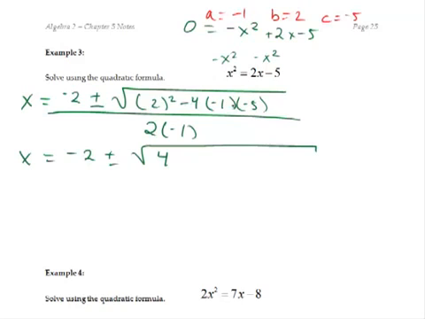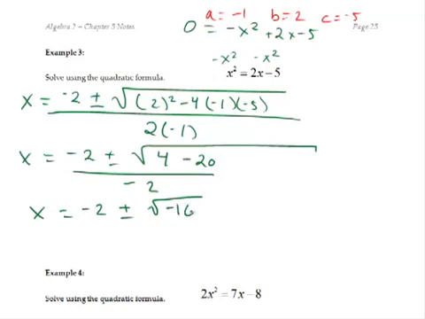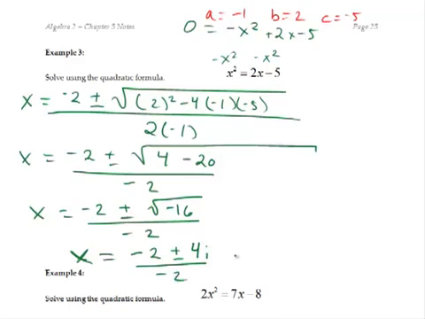Negative 4 times negative 1 is positive 4. Positive 4 times negative 5 is negative 20 all over negative 2. And here is where it gets a little weird. Notice that now we have the square root of negative 16 all over negative 2. Remember, I promised you that imaginary numbers would be coming back. Here they are. Now we have x equals negative 2 plus or minus 4i all over negative 2.